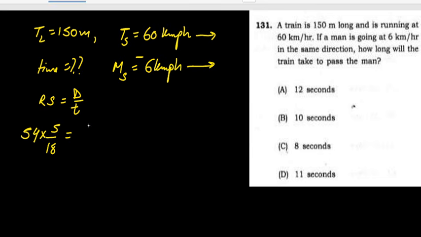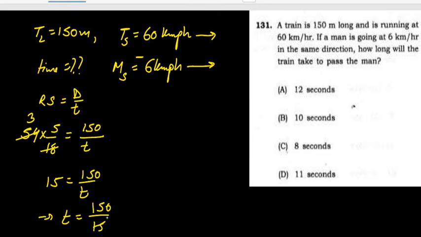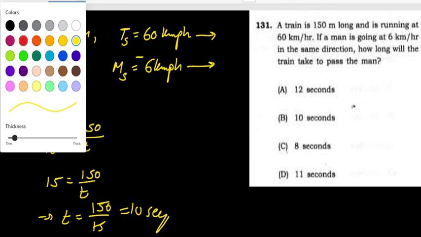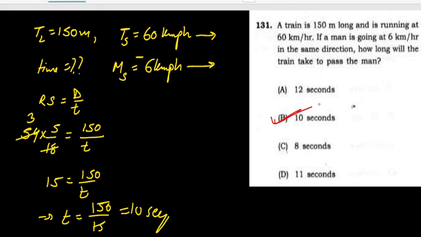Equal to distance. How much is it? Distance would be the train length because we are crossing a man. So 150, and this will be divided by the time that we want to find. So 18 and 54 will get cancelled out, and you'll be getting 3 out here. 3 5s are 15 equal to 150 divided by t. So the time that you'll be getting now would be 150 divided by 15, which is how much? 10 seconds. Easy, my friend. Yes, I hope you've got it. Okay, this is how you do it.